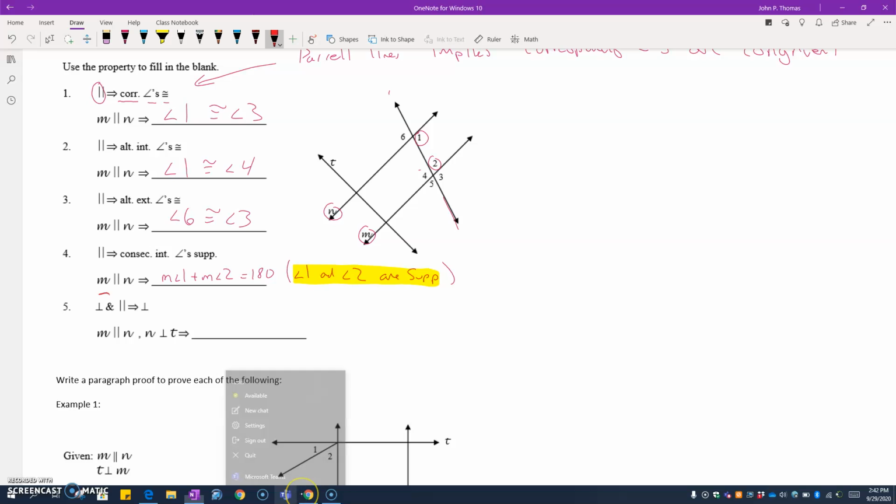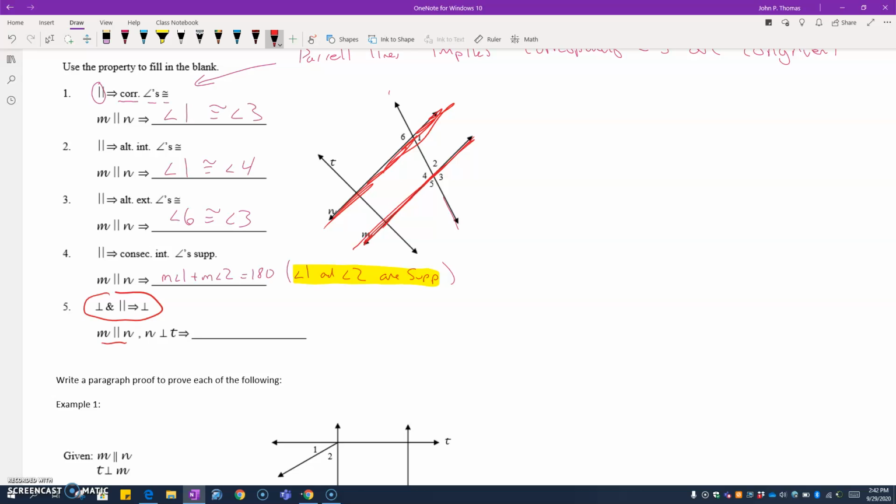The notation on this one is super weird. So what we want to think of is we have two lines that are parallel. So in this case, M and N. So let me clean up my drawing. All right, so M and N are parallel. So I know this line and this line have to be parallel to each other.